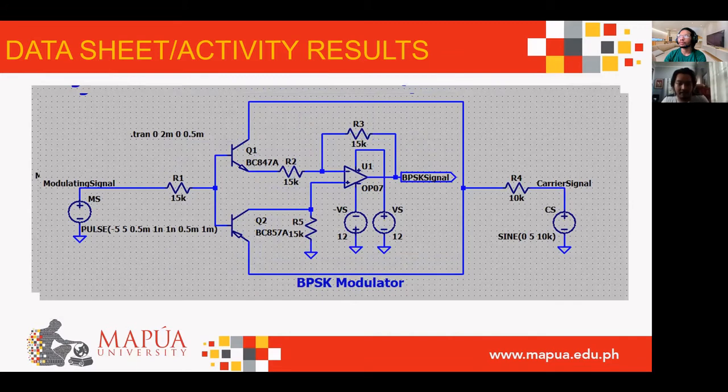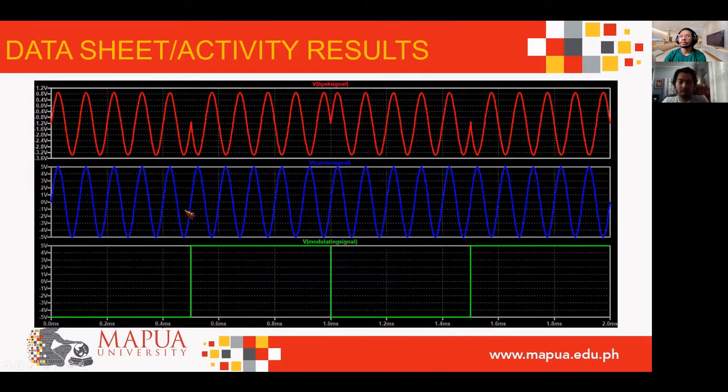So this is the BPSK modulator as I discussed earlier. We just get to look at a closer angle. The modulating signal and the carrier signal are fed into the multiplier, which results in an output of a BPSK signal.